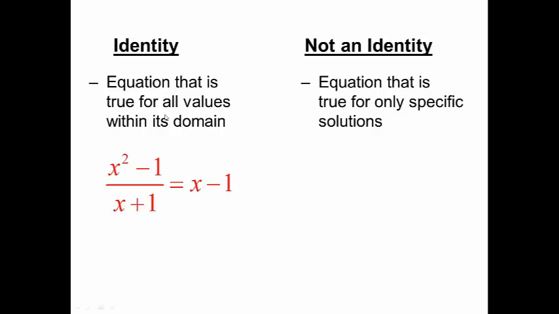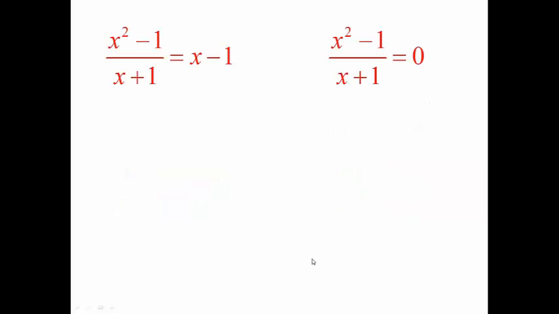All right? Here's an identity. X squared minus 1 over x plus 1 equals x minus 1. Versus, here's not an identity. In other words, this one's just a random old equation, nothing special about it. X squared minus 1 over x plus 1 equals 0. Let me show you why this one is an identity and this one is not. All right?